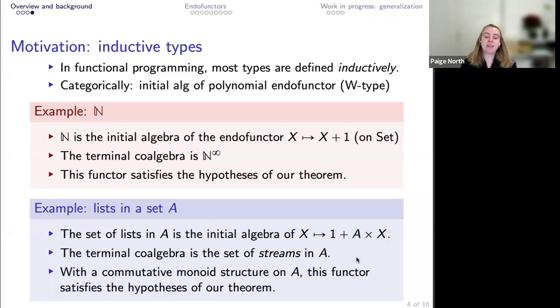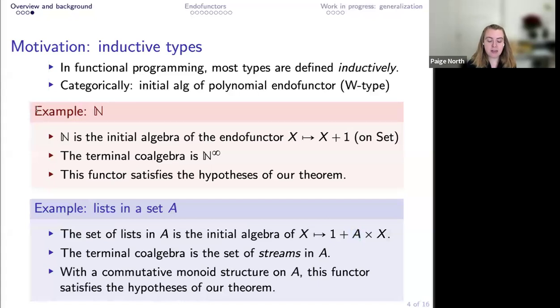Okay, so this endofunctor also is an example of our theorem. But like I said in the first slide, we often need to make some extra hypotheses of having extra structure to make the functor lax symmetric monoidal. And here that amounts to asking for a commutative monoid structure on the set of values A.